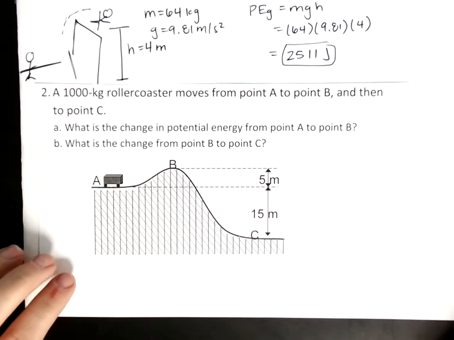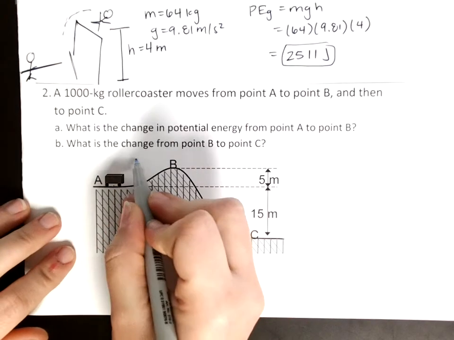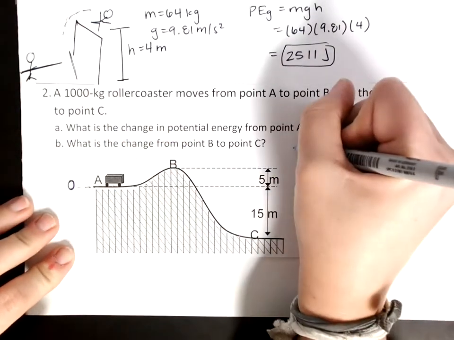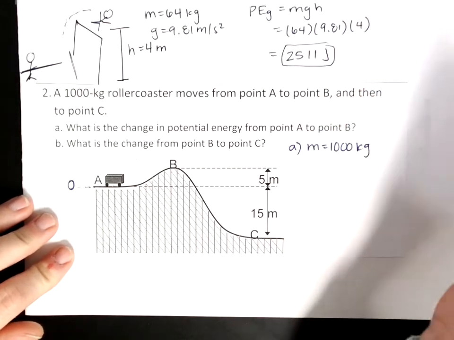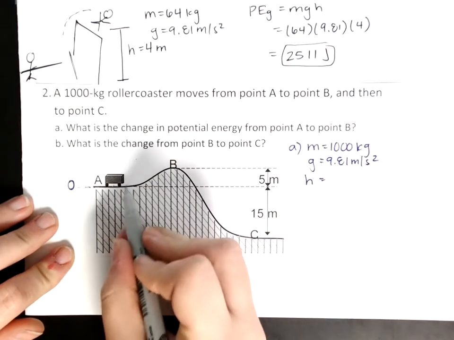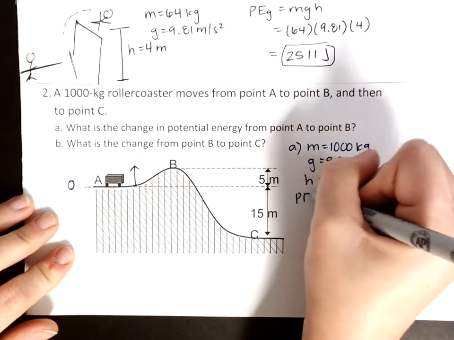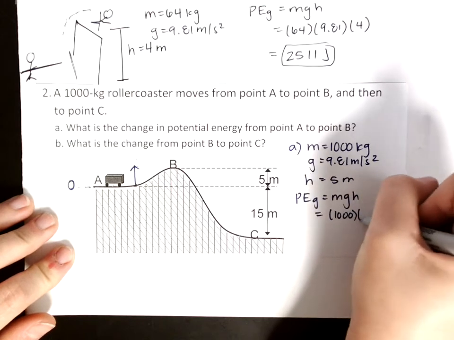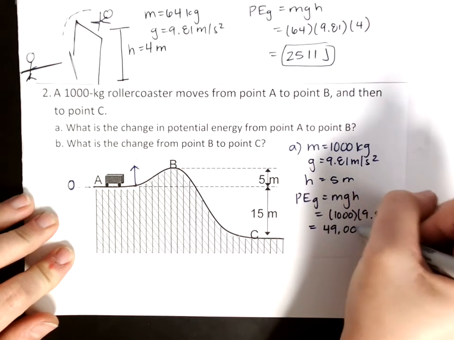What is the change in potential energy from point A to point B? We need to know it's changing from A to B, so our reference point, our 0, is going to be right here at A. So for letter A, we know that the mass is 1,000 kilograms. We know that gravity is 9.81. And we know the height in this case: it's rising 5 meters, going from 0 meters to 5 meters. When we solve for potential energy, you should get 1,000 times 9.81 times 5 meters, and you get 49,000 joules.